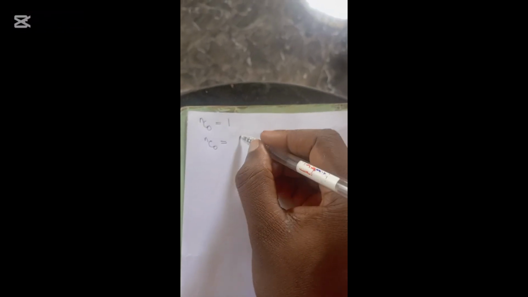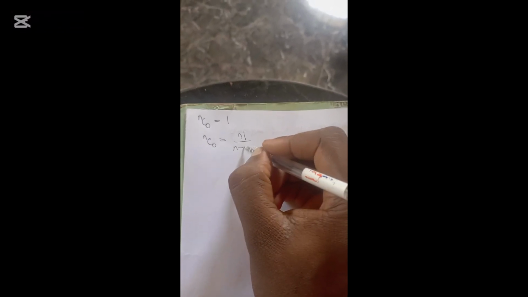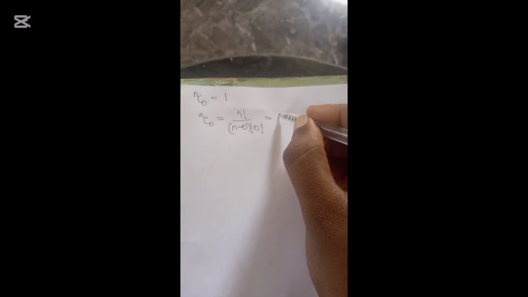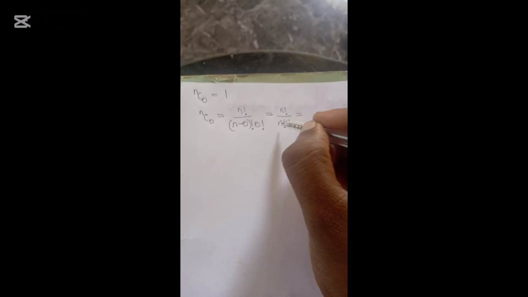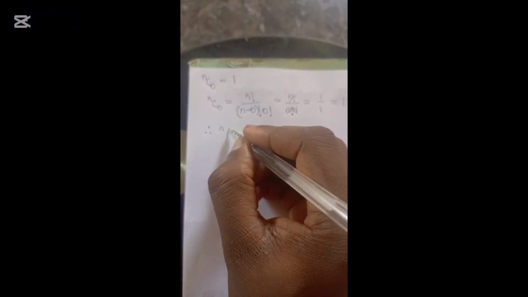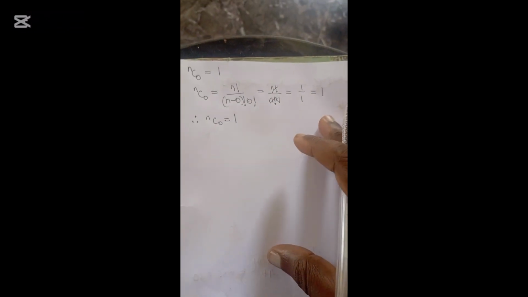should be equal to n factorial over n minus 0 factorial, then 0 factorial, which in turn gives us n factorial over n factorial, then 1 times 1. N factorial cancels and we are left with 1 over 1, which ultimately gives us 1. Therefore, we conclude that n combination 0 is also equal to 1. Yes, I believe we are following.